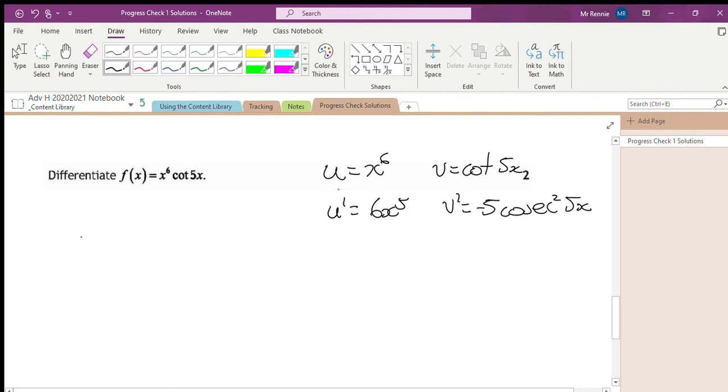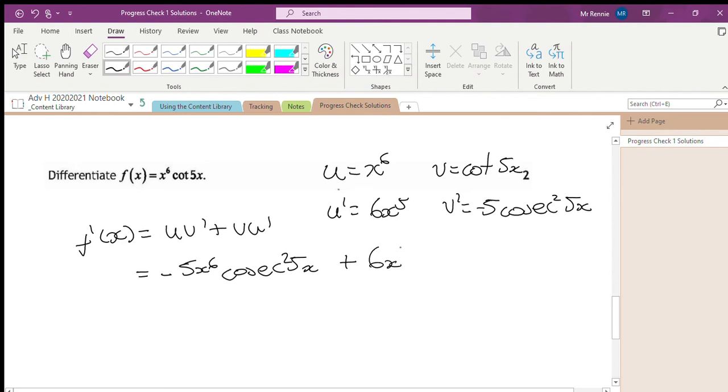Remember notation, so I'm working out the differential, so that's going to be u v dashed plus v u dashed. U v dashed is going to be negative 5 lots of x to the power 6 cosec squared 5x, plus v times u dashed, that's going to be 6x to the power 5 cot 5x. You actually get 2 marks for that, 1 mark for each term.